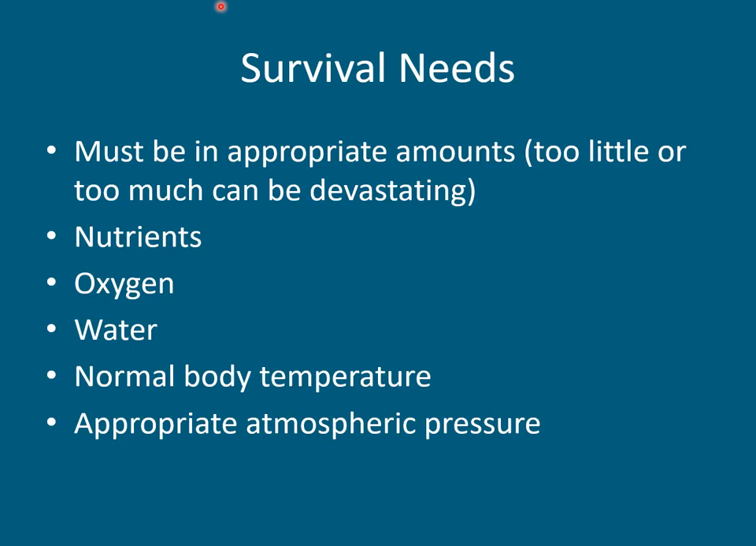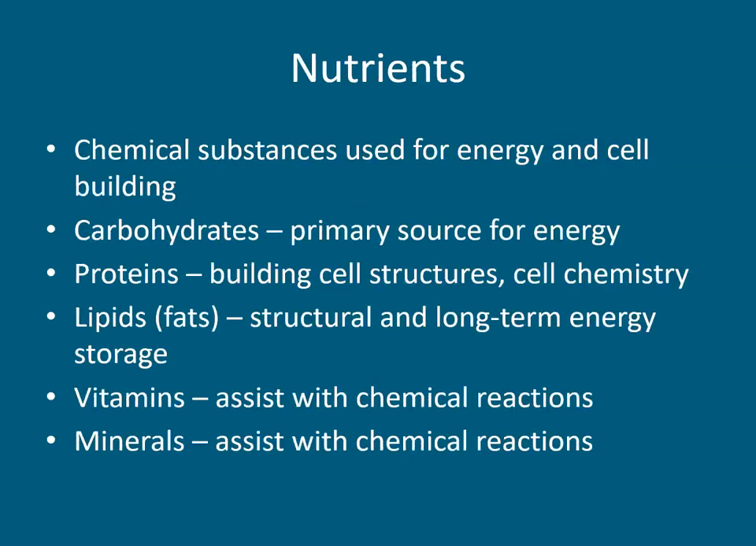Survival needs. There are things that need to be present in order for the organism to survive. And sometimes people think, oh, okay, if you don't have enough, that can be devastating. But sometimes if you have too much, it can also be devastating. So it needs to be an appropriate amount. And this includes things such as nutrients, oxygen, water, maintaining a normal body temperature, and also maintaining appropriate atmospheric pressure.